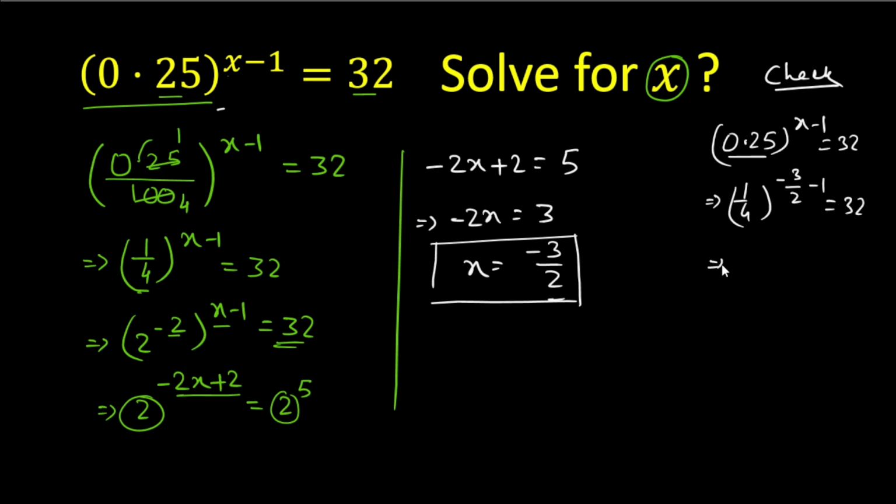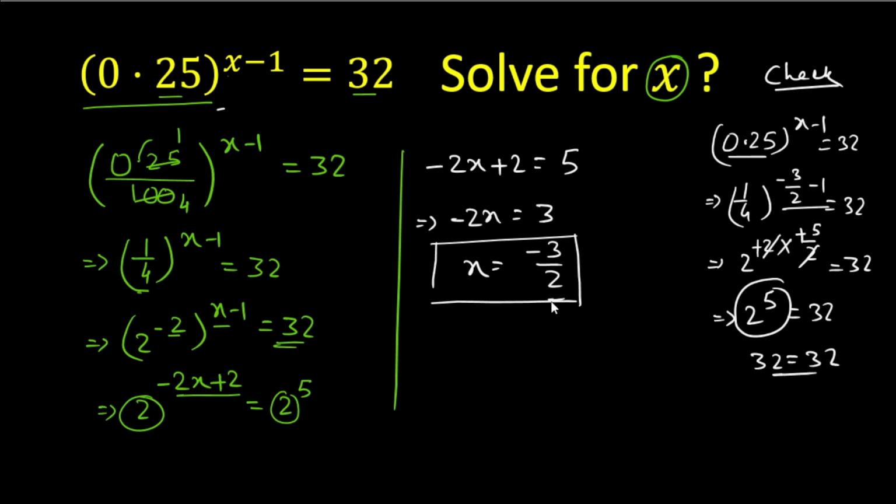This value 1 over 4 we can write as 2 to the power negative 2, and if we solve the power, the value will be negative 5 divided by 2. Here the 2 and 2 cancel, and negative times negative is positive. So 2 to the power 5 is equal to 32, and the value of 2 to the power 5 is 32 only. So the value x equal to negative 3 by 2 satisfies this expression, and we can say negative 3 by 2 is our answer.